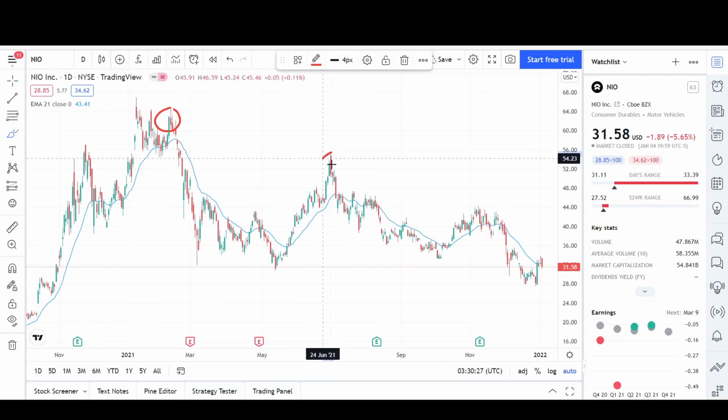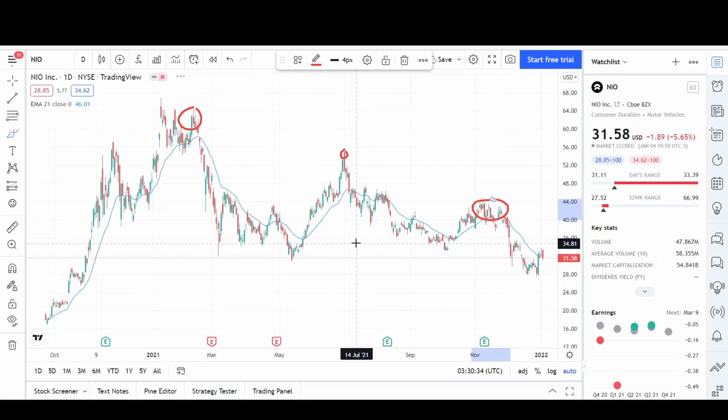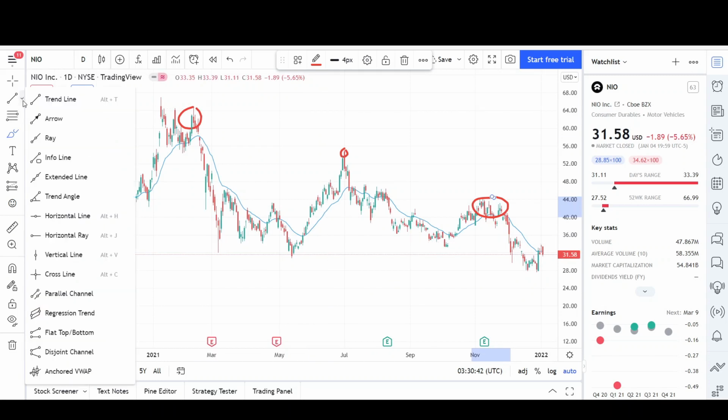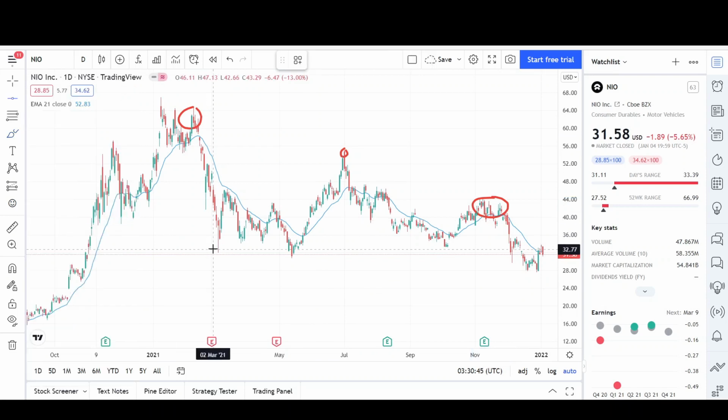You can see that this high is lower than that one, and these highs over here are lower than this previous one back here in July. However, the lows were the same. You can see that the bulls were defending that $33, $34 level right here. Let me show you guys right now. You can see that there was a previous support right here.